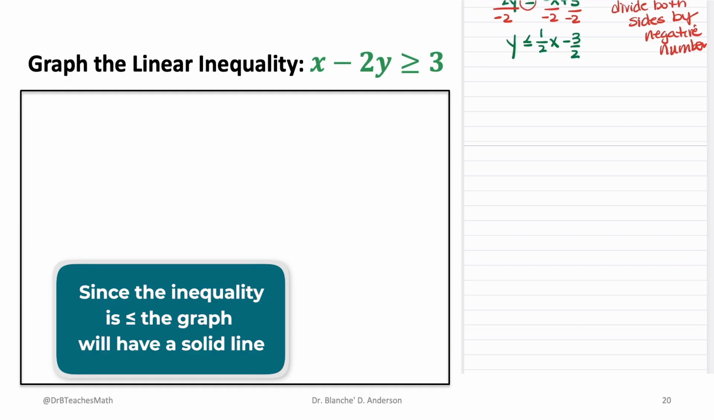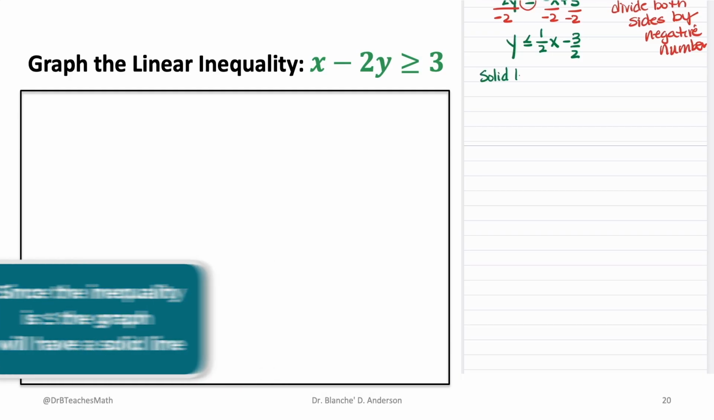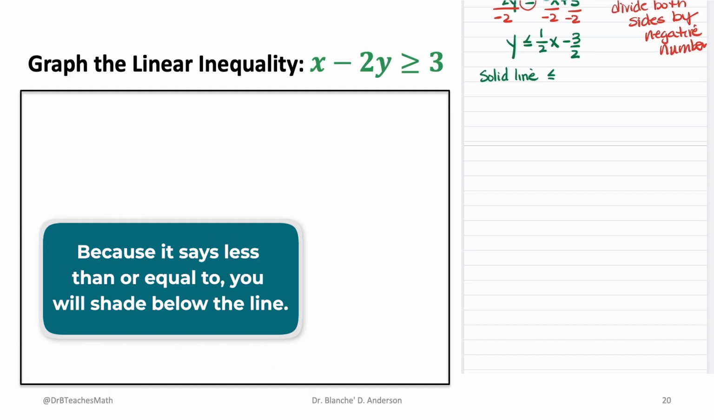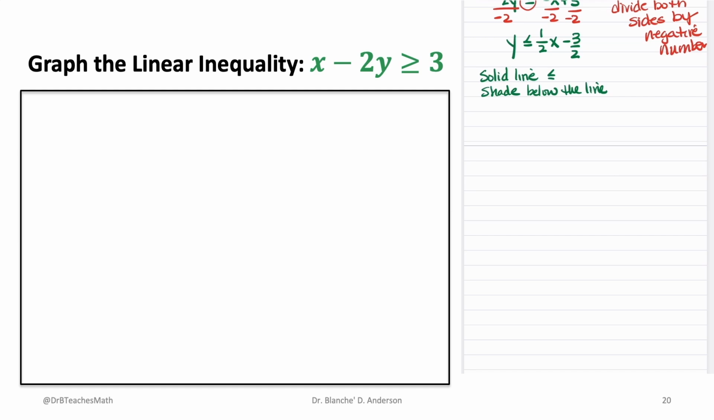We know that it's going to be a solid line because it has less than or equal to, and we're going to shade below the line because it says less than or equal to, shade below the line. All right, let's find our x-intercept and our y-intercept. To find the x-intercept, set y equal to 0 and find x. For our y-intercept, set x equal to 0 and find y. This is to give us 2 points so that we can actually graph the line.